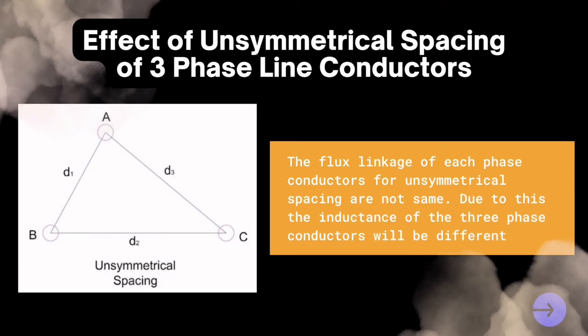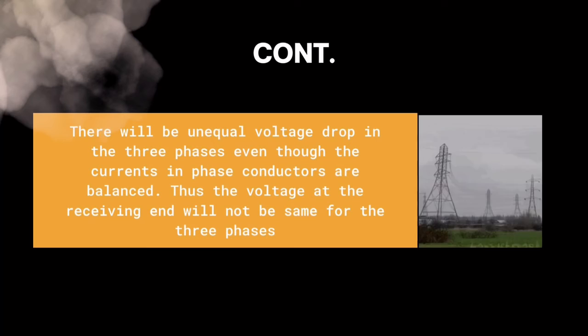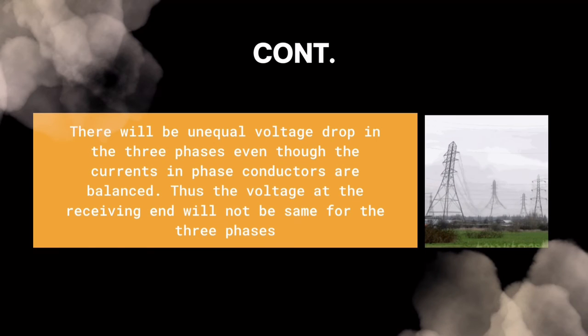So now I will continue the presentation. I will discuss the effect of unsymmetrical spacing of the three-phase line conductors. The flux linkage of each phase conductor for unsymmetrical spacing is not the same. This is because the inductance of the three-phase conductors will be different. There will be unequal voltage drop in the three phases even though the currents in the phase conductors are balanced.